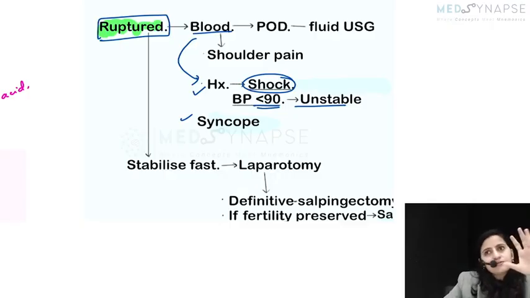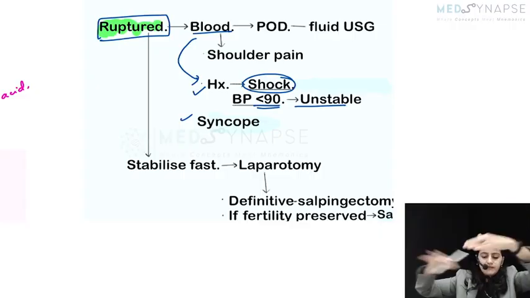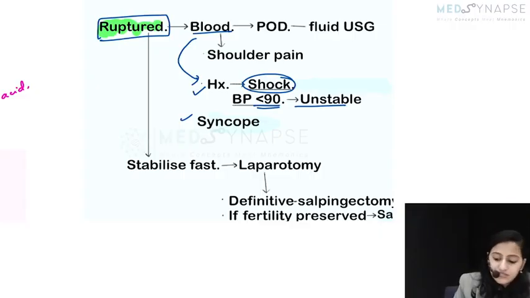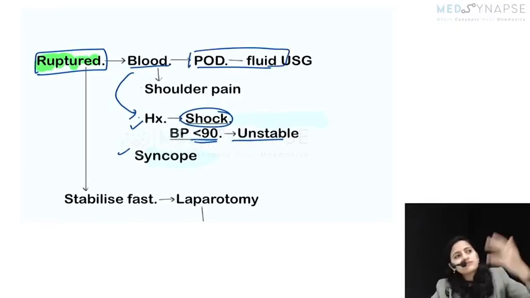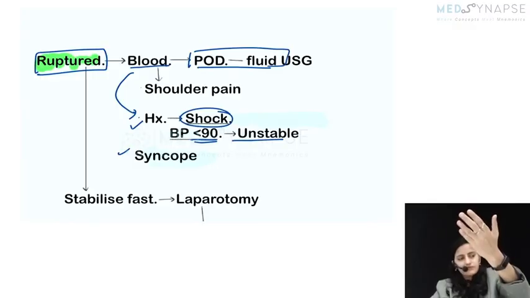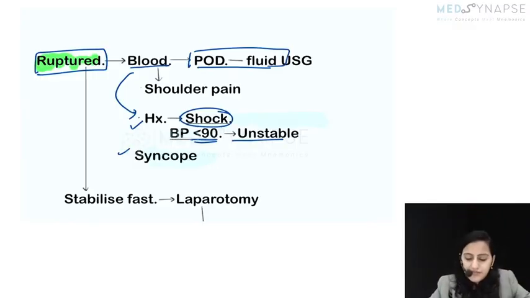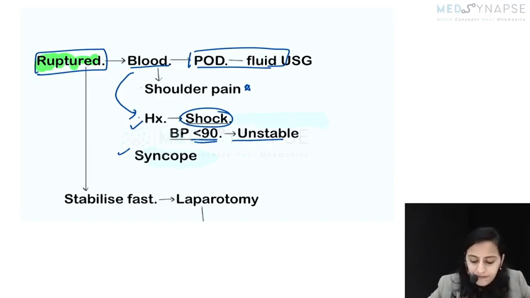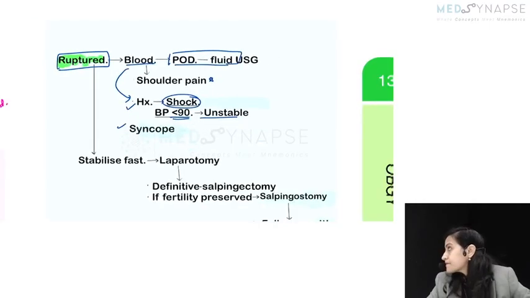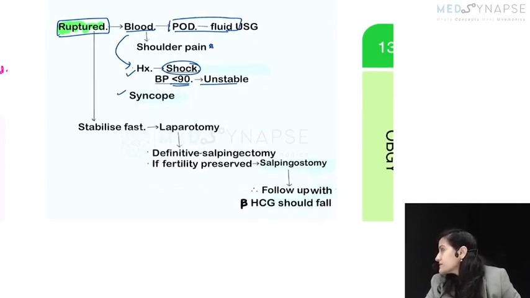On ultrasound, what will I see? Because it is ruptured, the blood comes out, so I would see the fluid in the POD. Blood anywhere, basically you will see fluid, similar to FAST sonography, where in blunt trauma, if you see fluid, it is blood. This blood can cause shoulder pain. Why this shoulder pain? Because the blood irritates the diaphragm, there is the shoulder pain. So remember, these are the clinical features.